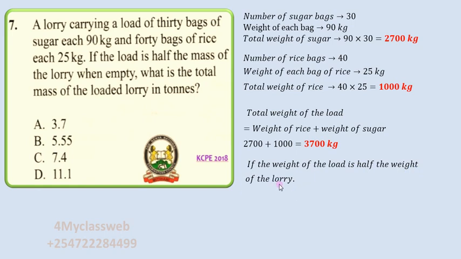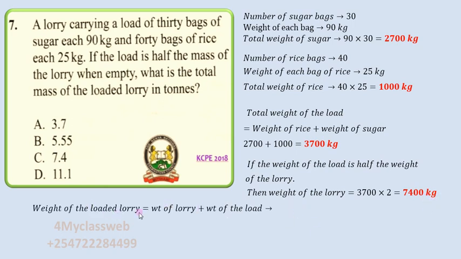Now we are told that the weight of the load is half the weight of the lorry. In other words, the weight of the lorry should be twice the weight of the load. So we take the weight of the load, which is 3,700, and multiply it by 2 to get the weight of the empty lorry, which is 7,400 kilograms.